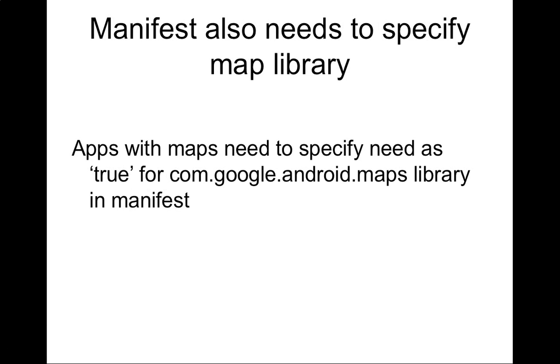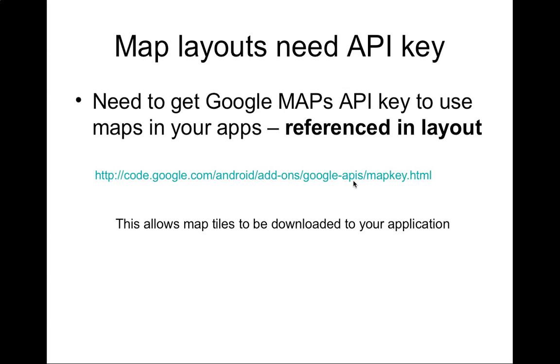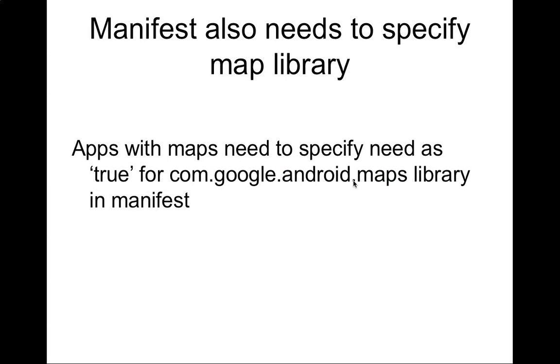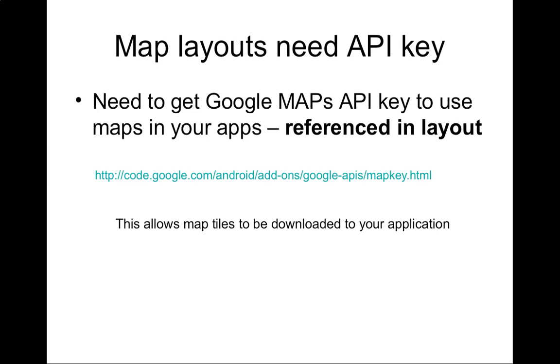The manifest also needs to specify the map libraries I mentioned before, the com.google.android.maps library, and it actually has to specify it as needed. You'll find that the manifest can also specify to use other libraries as well. You put all libraries that you're going to use from third-party APIs that are not part of the standard SDK in the manifest. And you say uses-library. The map API key, we went through that, is referenced in the layout. It's referenced in the map view object.